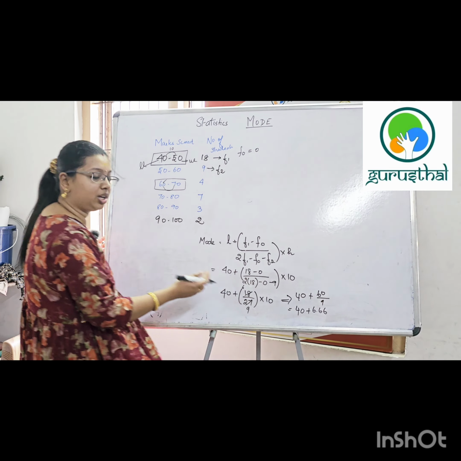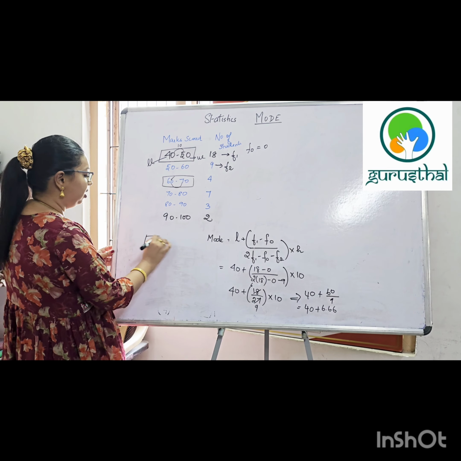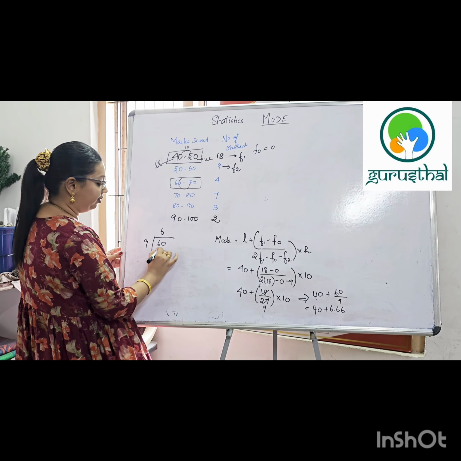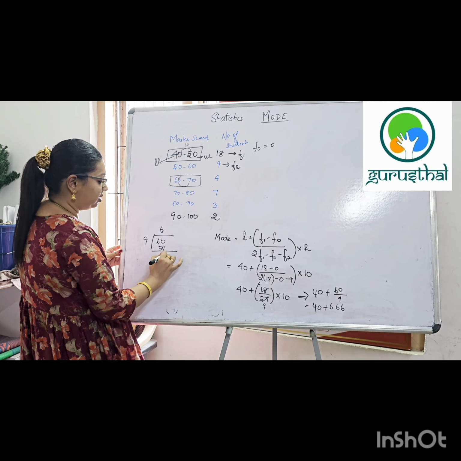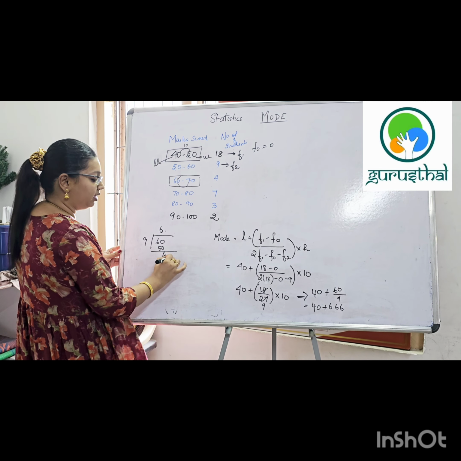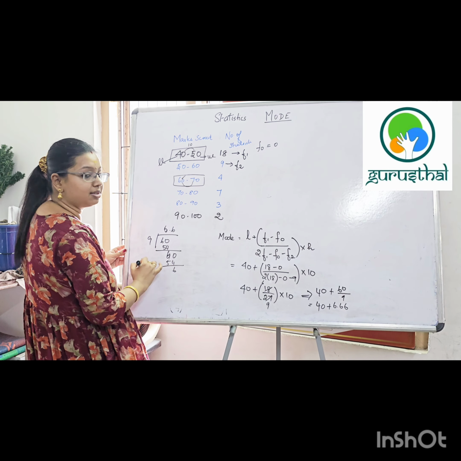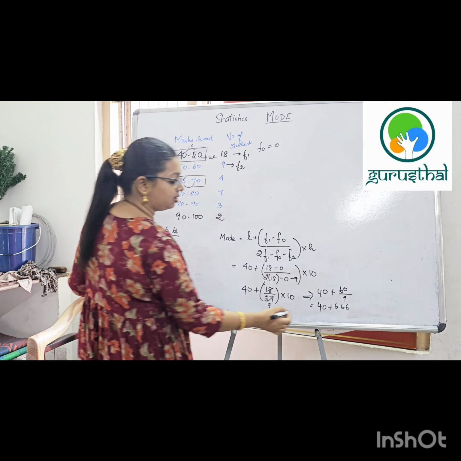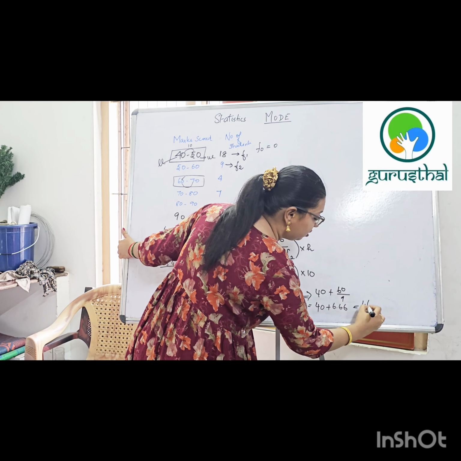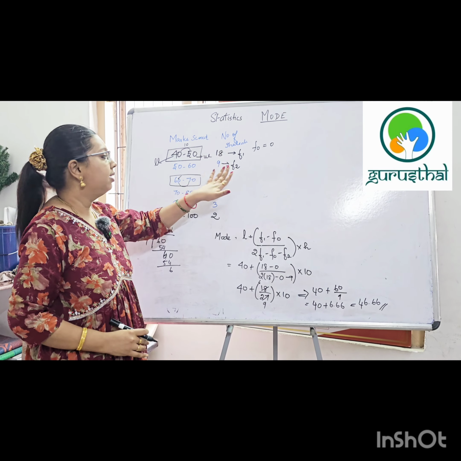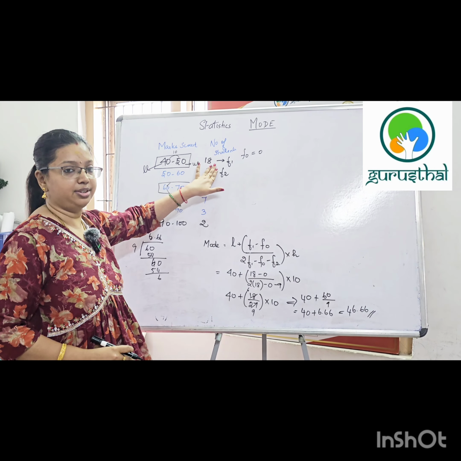If you divide, you can check it. 9 6s are 54, then again a remainder of 6, put a decimal point, take a 0, again 9 6s are 54, then again the balance is 6, it keeps on going, 6.66. My mode is 46.66. This is how it works when the highest frequency comes first.